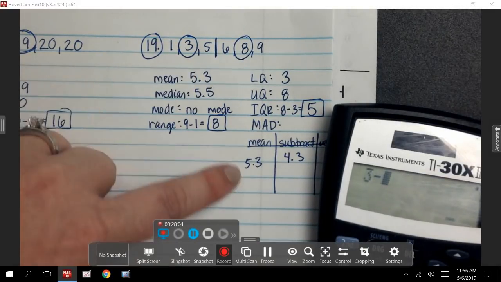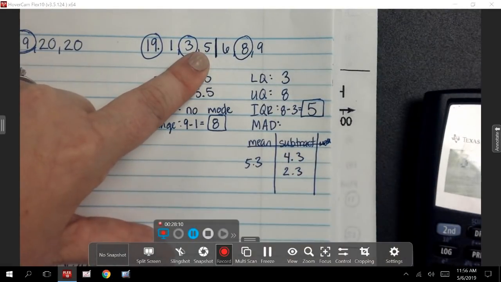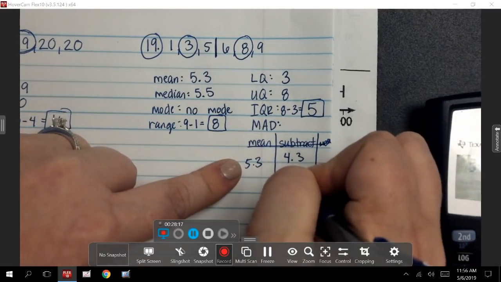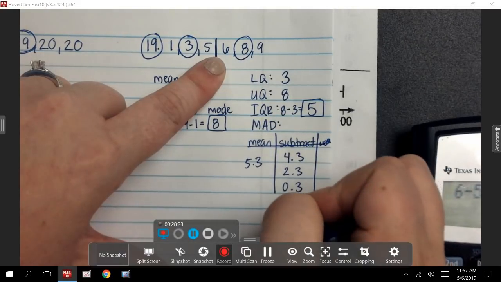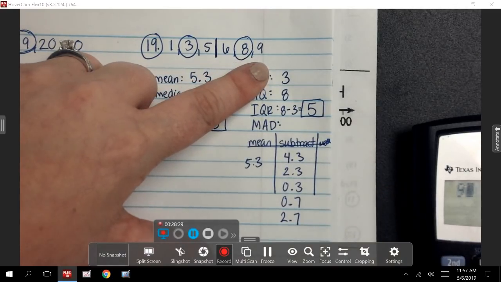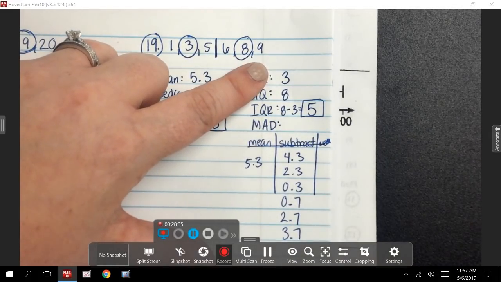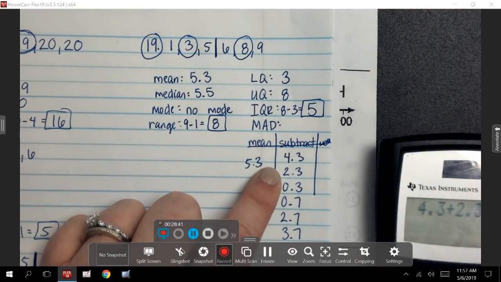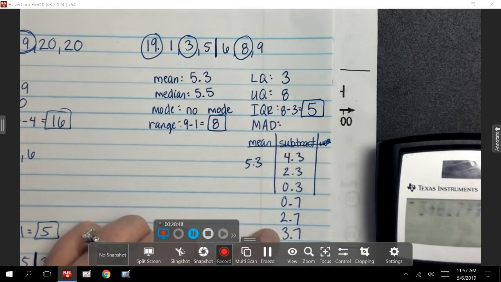And now I'm going to do the next number. 3 minus 5.3. And I get 2.3. Next number is 5 minus 5.3. And I get 0.3. And it says 6 minus 5.3, which gives me 0.7, 8 minus 5.3, 2.7, and 9 minus 5.3, 3.7. Okay, so now I need to find the mean of those numbers. So 4.3 plus 2.3 plus 0.3 plus 0.7 plus 2.7 plus 3.7.